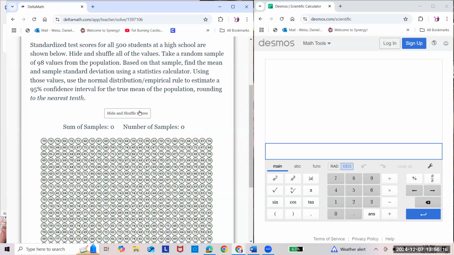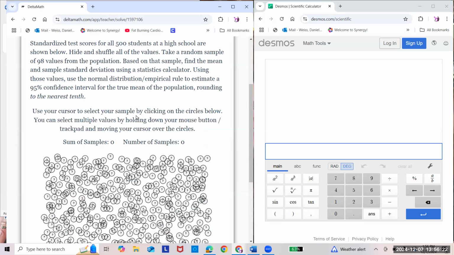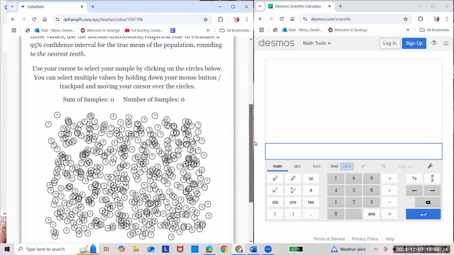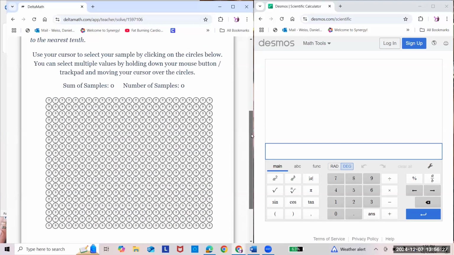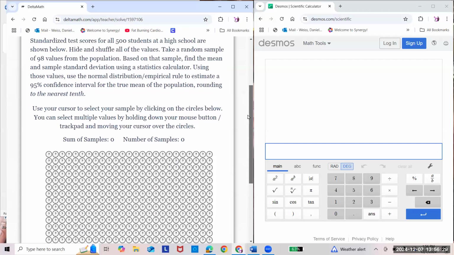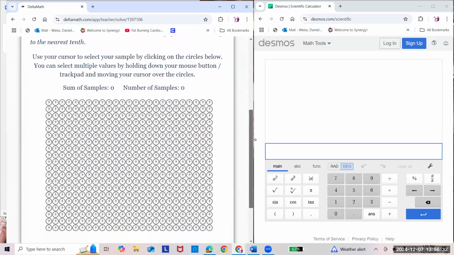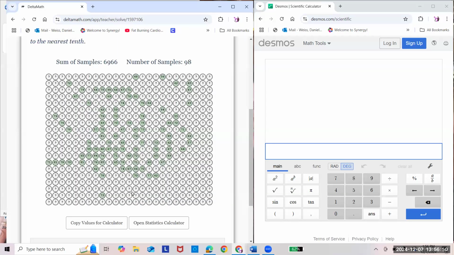So first thing you're going to do is click on this hide and shuffle scores button. Just click it and watch. Yay, look at all that happening. And now you're going to click on 98 of these circles. You could go ahead and just click 98 times, or you could just click and hold and go all the way around until you get to 98. And just keep going, and eventually it'll say okay, stop. Okay, just like that.